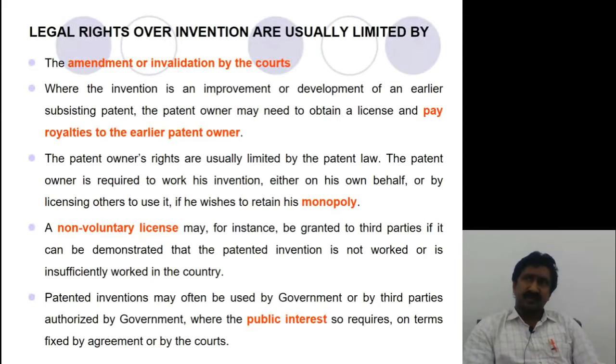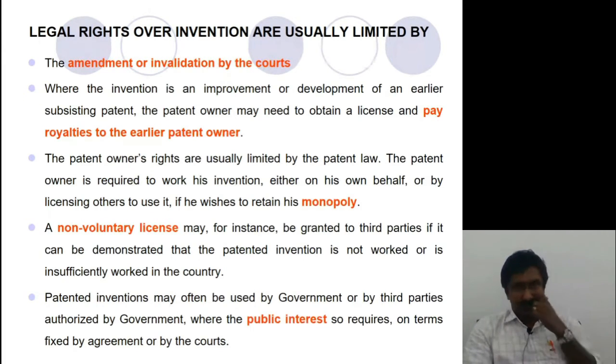A non-voluntary license may, for instance, be granted to third parties if it can be demonstrated that the patented invention is not worked or is insufficiently worked in the country. For example, I'm inventing a vaccine for coronavirus, and I'm not trying to commercialize it. I'm just sitting idle. I am not giving any license to any third parties or pharmaceutical companies. Nobody else can produce it, and I am also not going to produce it. So in that case, it is underutilized in the country of grant, and that technology or product is not made available to the public.